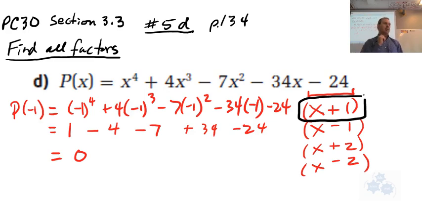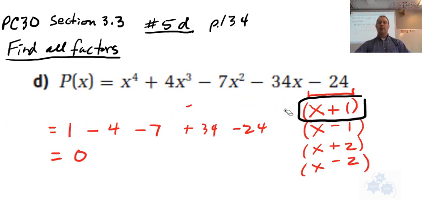Identify one factor. Now that we've identified one factor, you have to take the polynomial and divide it by that factor to actually get the quotient. So what's left over? You identify a factor and now you have to divide. We can do that by synthetic division, can't we? Do you remember how to do synthetic division?